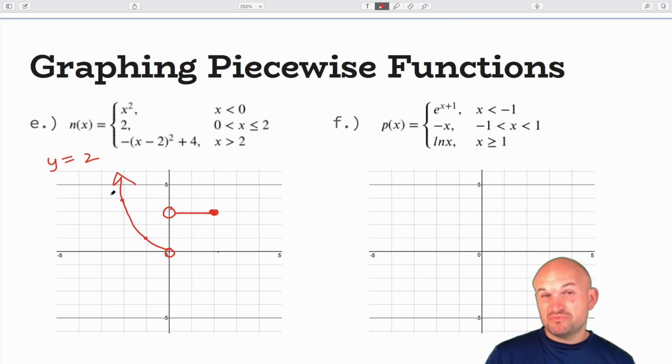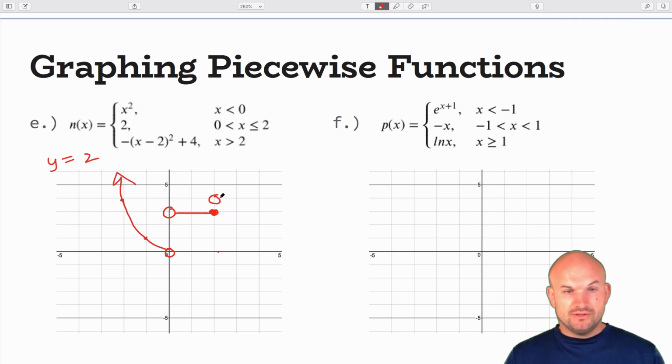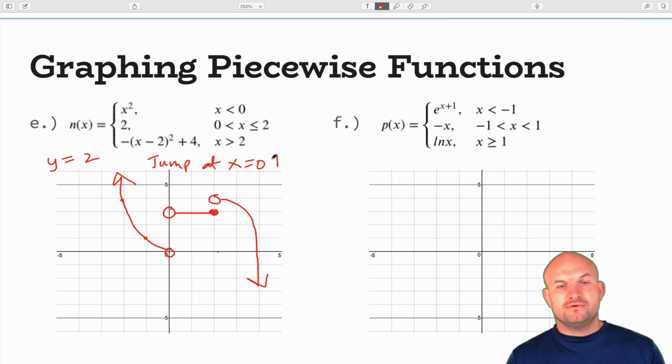And then this one looks pretty confusing, right? A lot of things going on, but it's this quadratic. It's the same as the parent graph, being shifted 2 units to the right, being shifted up 4, and then being reflected down. So it's an open circle, right? And it's actually opening down. So, wow, a lot of things going on. Here you can basically see there are 2 jumps. We have a jump at x equals 0 and a jump at x equals 2.